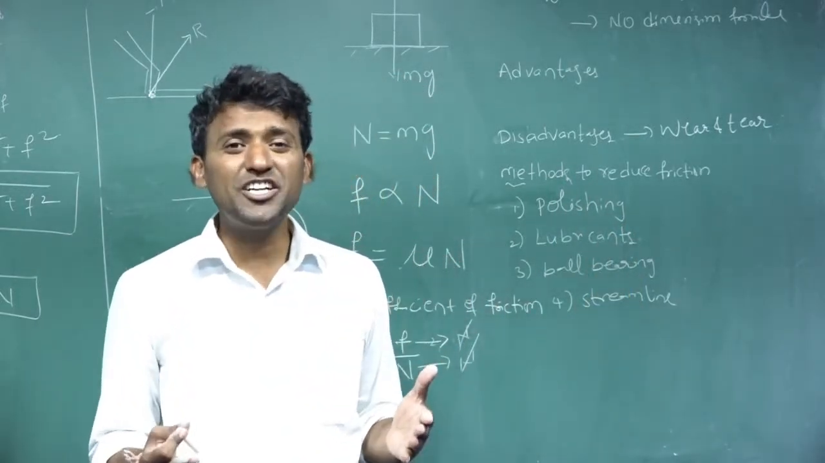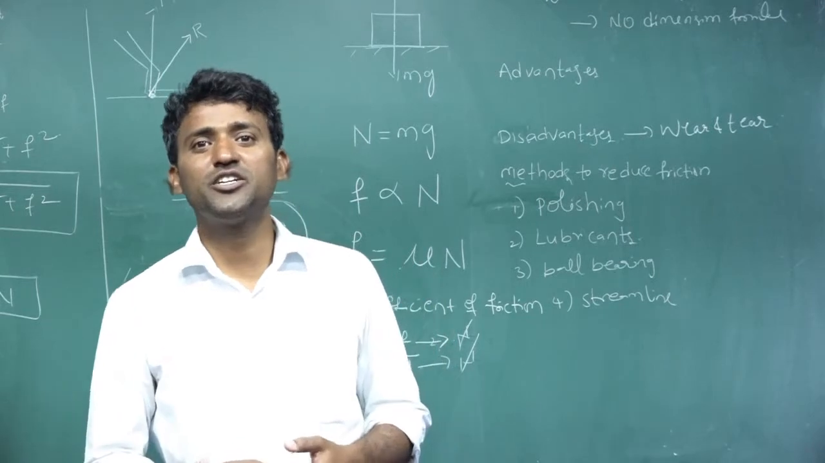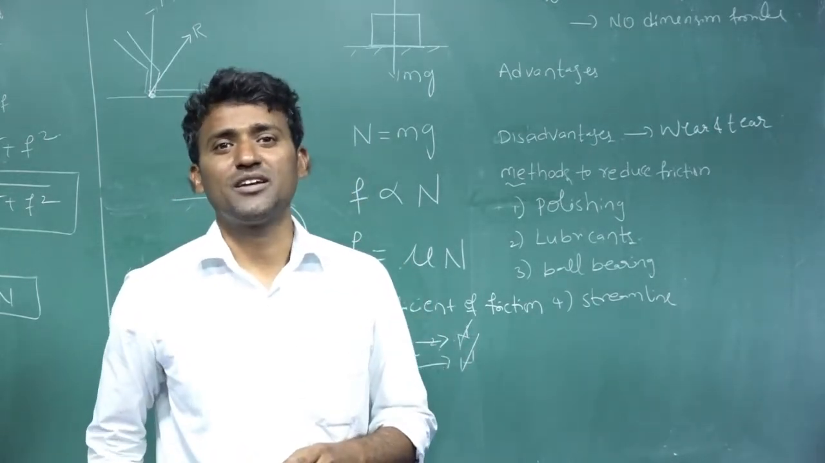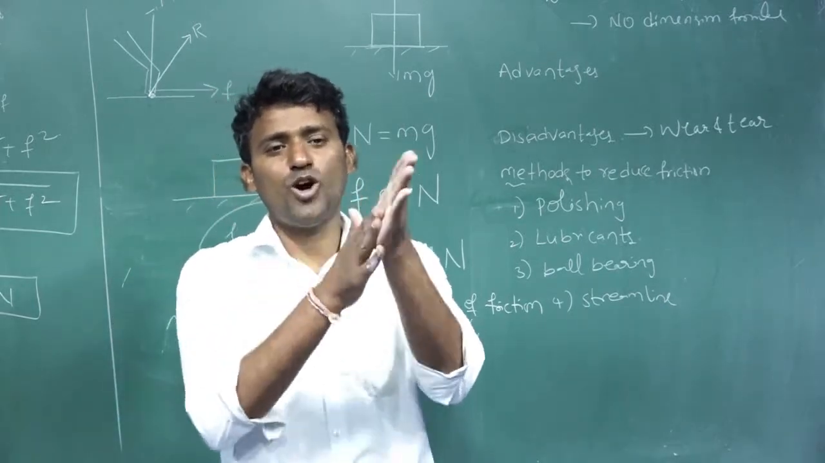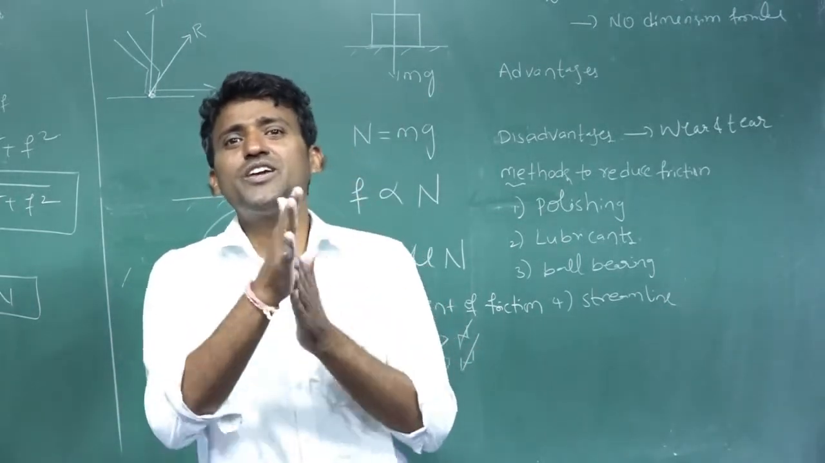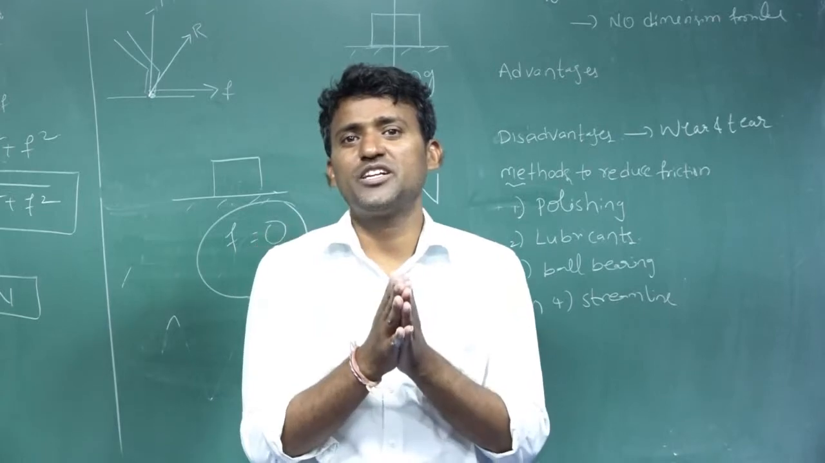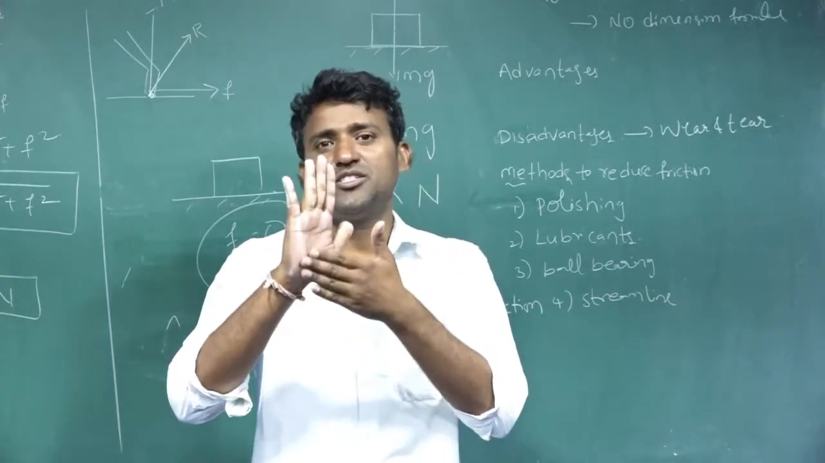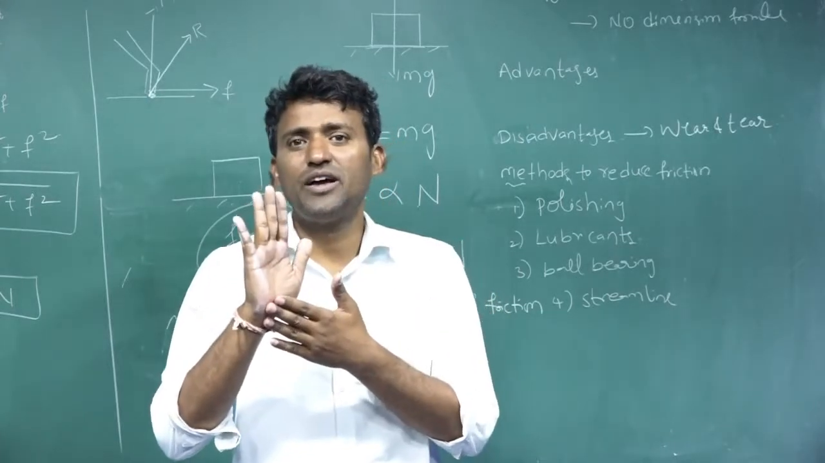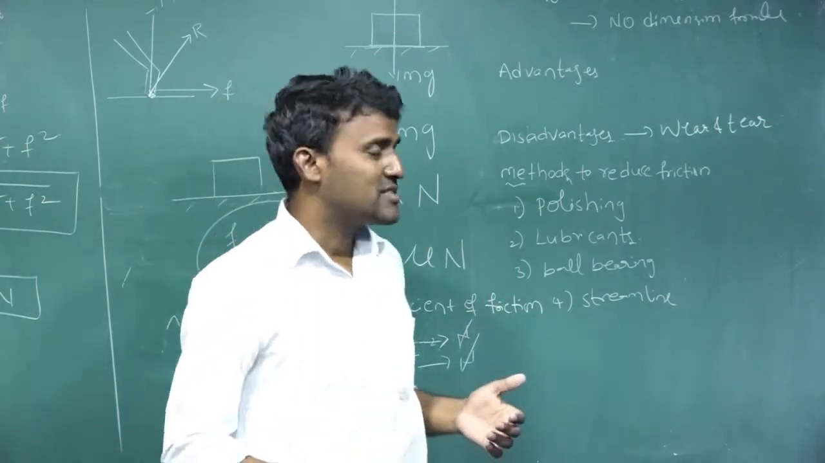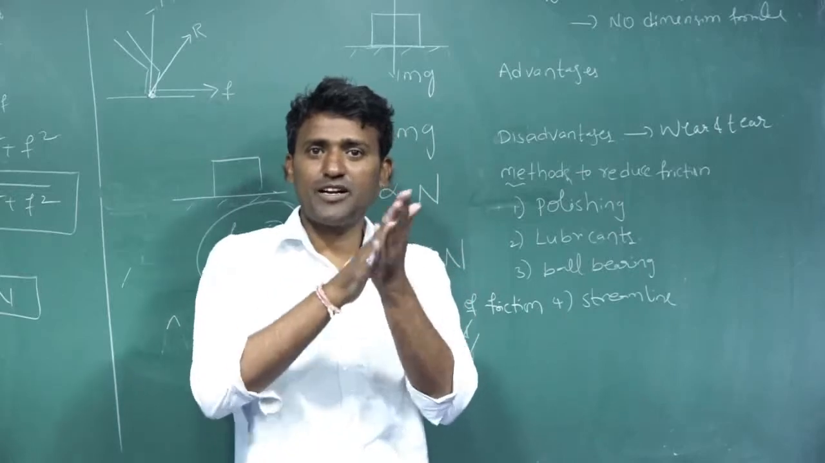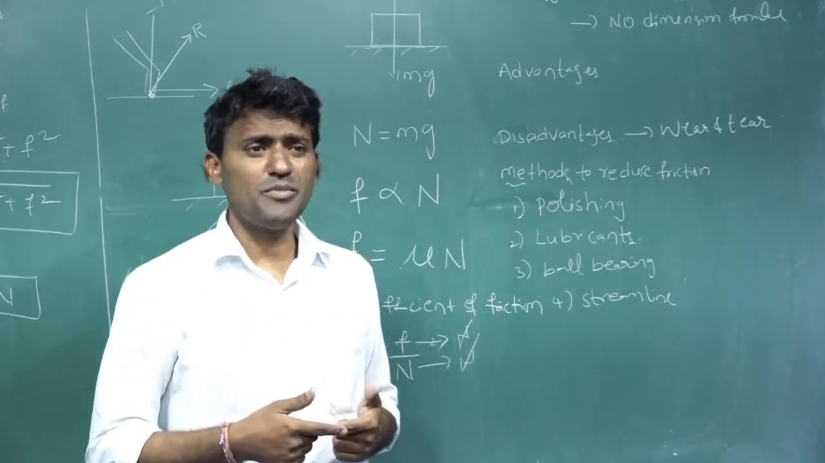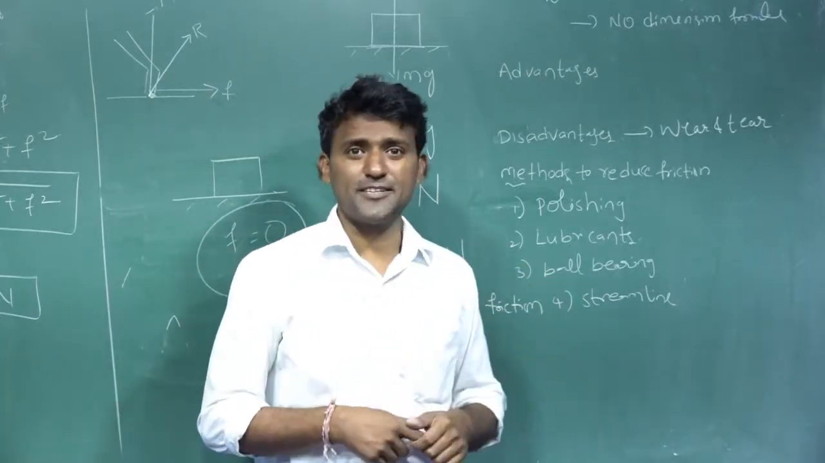And how can you reduce this frictional force? We have 4 methods. One is polishing. When you polish any two objects, we can reduce the frictional force, which means the irregularities will vanish. Okay, if you take sandpaper and rub, at that moment the frictional force can be reduced. One more is lubricants.